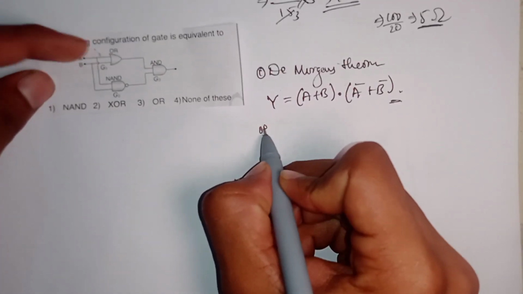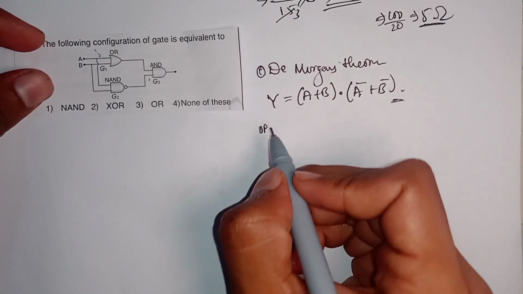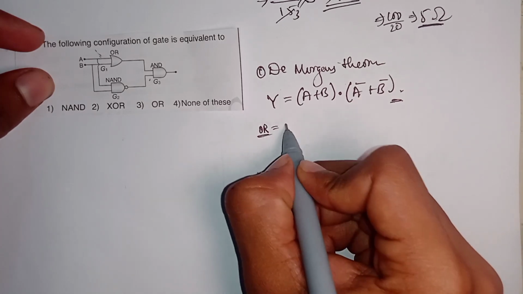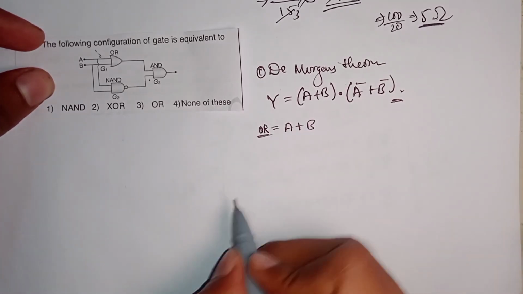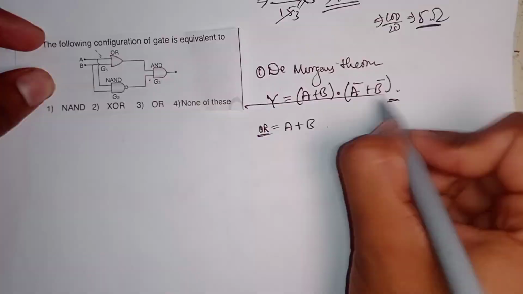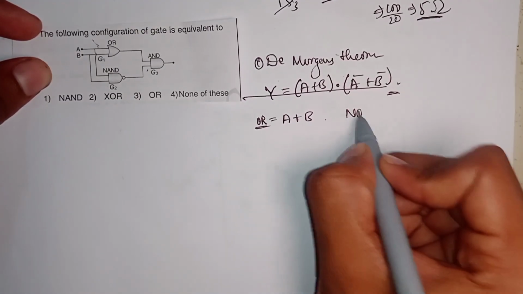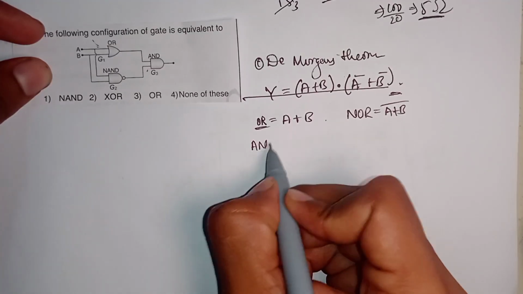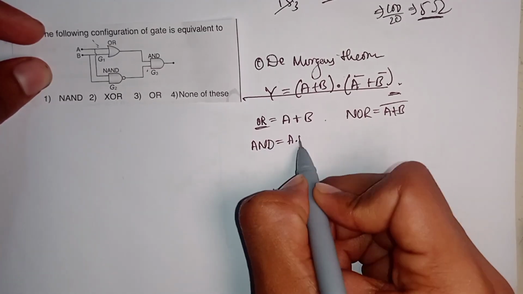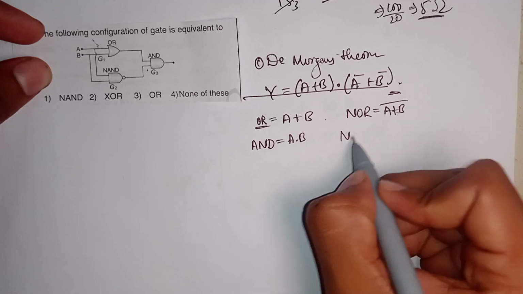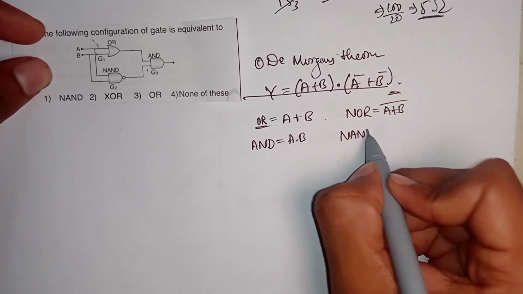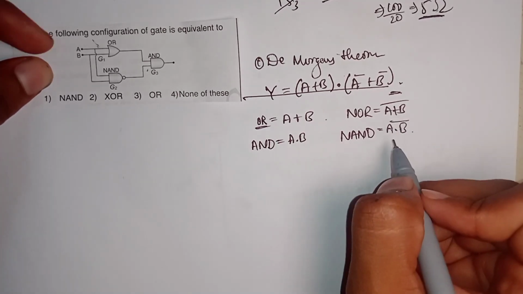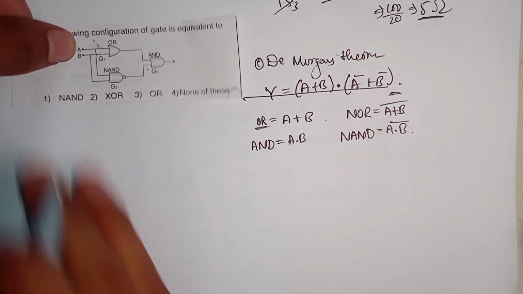This is the OR gate, this is the NAND gate, this is the AND gate. What is the OR gate? OR means A plus B, that is adding. The reverse of that is the NOR gate, that is (A plus B) bar. With the AND gate, what is the value? That is A dot B. When it comes to NAND, which is the inverse of that, it is (A dot B) bar. With this basics we can try to solve this question.